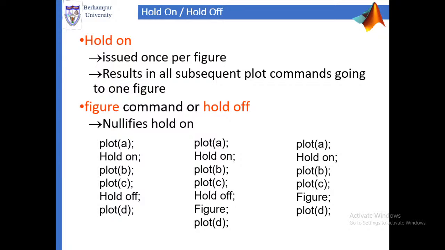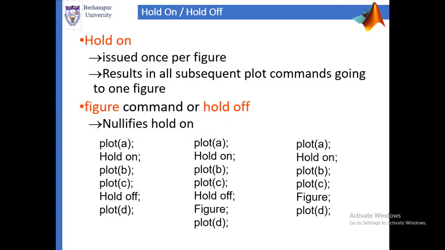For example, I have given three columns. You can see three columns. Each column shows a set of commands. The first says plot A, hold on, then plot B, plot C, which means plot A will be there, above that plot B and plot C will be there, then hold off, then plot D. Now what will this do? Plots A, B, C were in one plot, now they will be extinguished and only plot D will be there because we have used hold off.